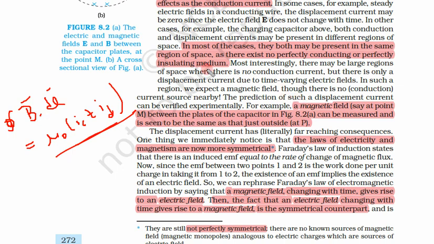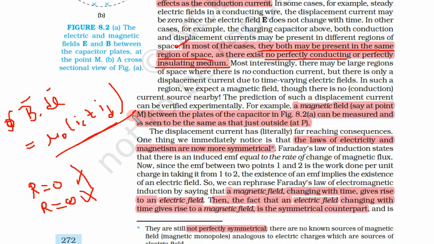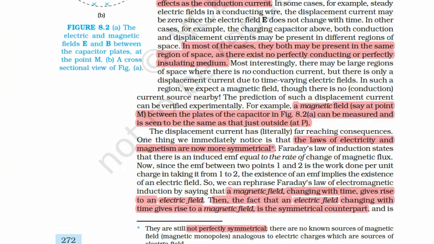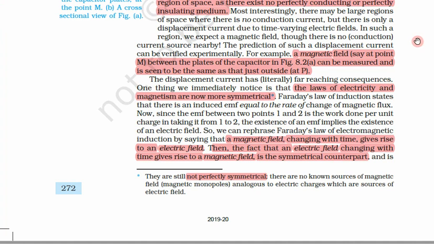And what we have learned is that in most cases both the currents may be present in the same regions of space. Why? Because there is no perfectly conducting or perfectly insulating medium. So we know there is nothing that has R equal to 0 or R equal to infinity. That does not exist in real life. These are only ideal situations. So ultimately both types of current may be present in the same situation.